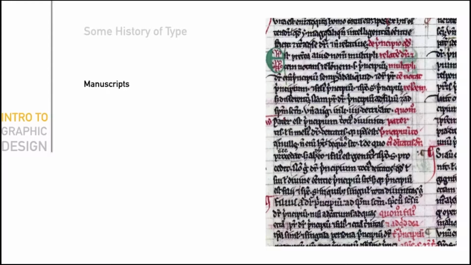Before the printing press in the 1400s, books were produced by hand, and it was a long, arduous process. Writing out an entire book was labor-intensive. It was done by scribes in scriptoriums, and it could take 2 or 3 years sometimes to write out a book.